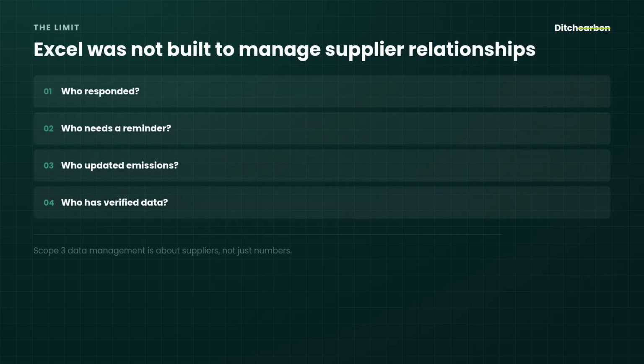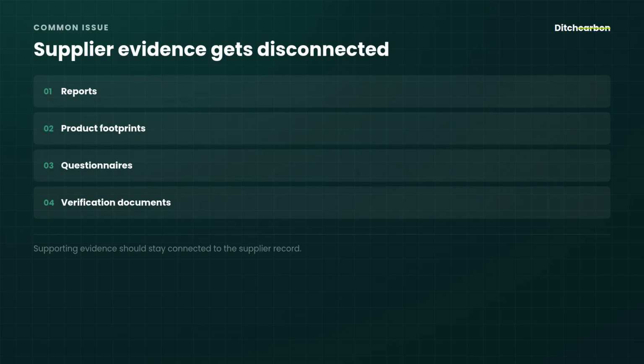Here's something that's often misunderstood. The biggest problem isn't Excel itself. It's that spreadsheets aren't designed to manage relationships. Scope 3 isn't just about numbers, it's about suppliers. Who has responded? Who still needs a reminder? Which supplier updated their emissions this month? Which product footprint has been verified? Which supplier has a science-based target? Those questions aren't easy to answer when the information is spread across dozens of files and email threads.